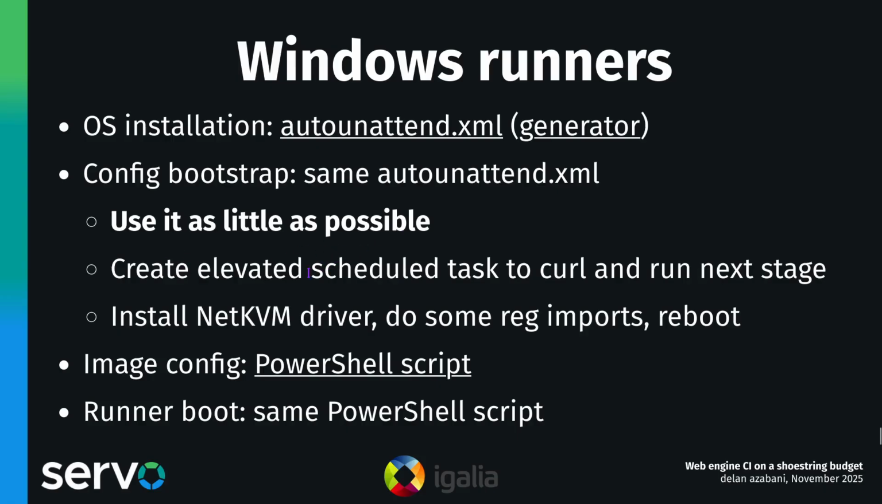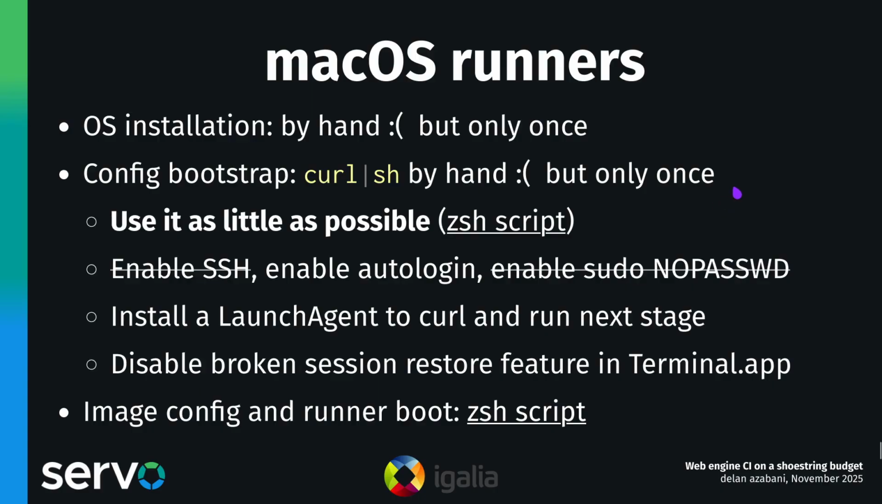So we essentially just set up a scheduled task to run the next stage of the config. We install the network driver, we import some registry settings, and we reboot. That's it. The rest of it is done with a PowerShell script. The same goes for macOS.